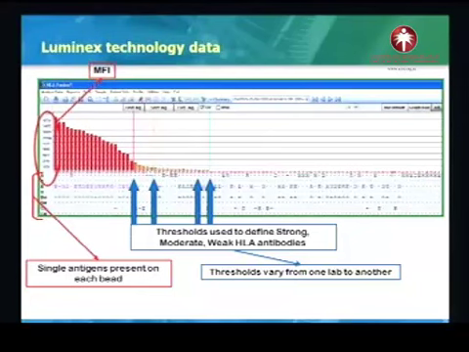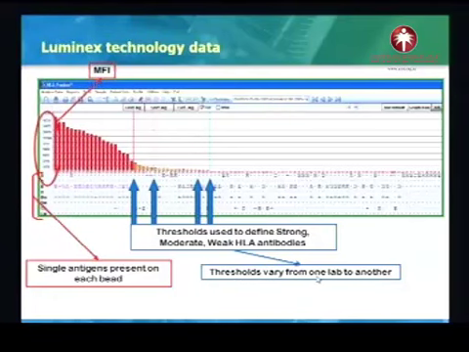This is just to show you what I just mentioned earlier, that these are single antigen beads, with one antigen presented on each bead. Again, MFI. And here, showing the threshold used to define strong, moderate, or weak HLA antibodies. This is very strong with very high MFI, close to 20,000. This is something less than that, if we can call it moderate or weak, and here we can call it negative.